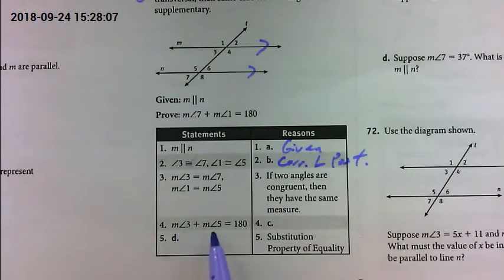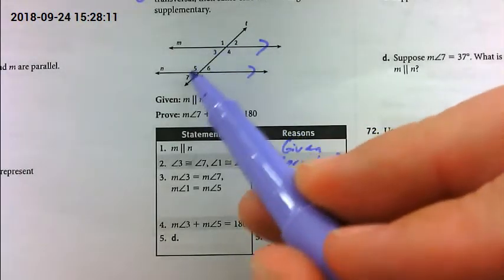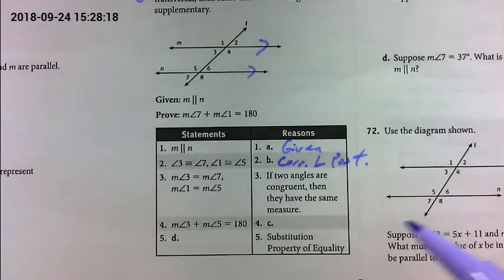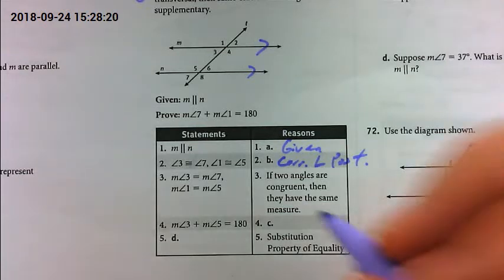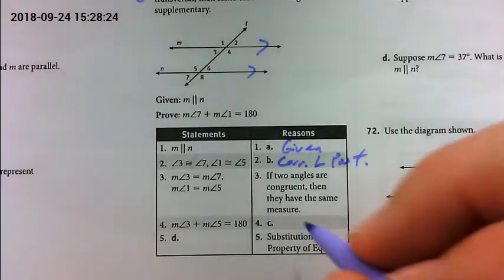And then we know that 3 and 5 add up to 180. So 3 and 5, those are same side interior angles. Yeah, we can go ahead and use that here. So same side interior angle theorem.